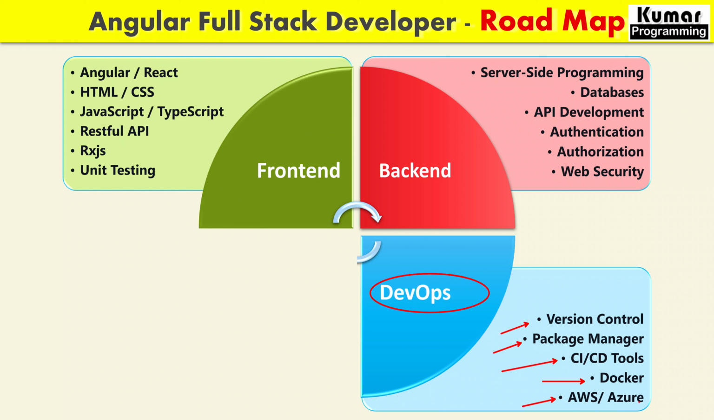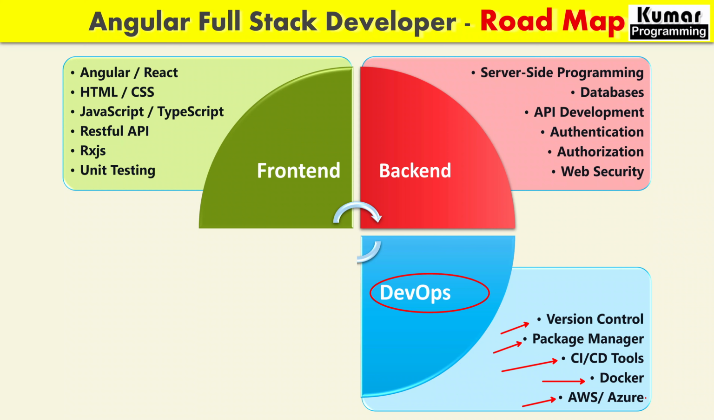Like in AWS, we have the AWS RDS database and the S3 bucket for storage. From the Azure side, we have Azure Active Directory and Azure AD B2C, Active Directory for business to consumer, for authentication and authorization. At least you should be aware of these services and have hands-on experience with a couple of services from both. That's all from the DevOps side that you need to learn as a full stack developer.